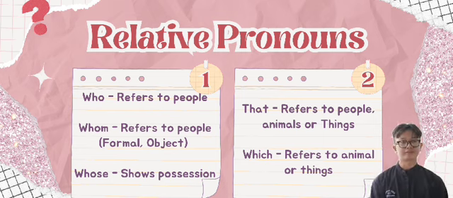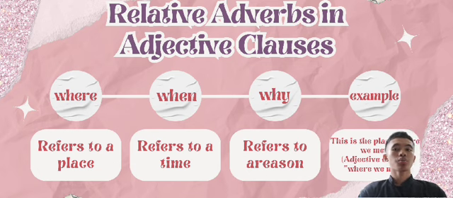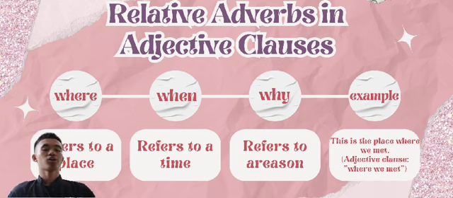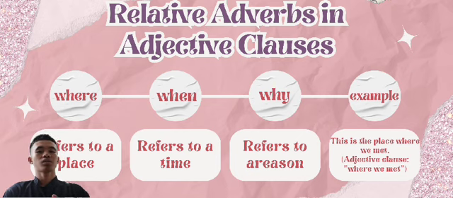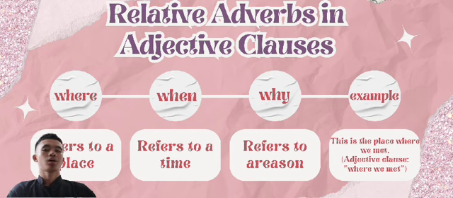Thank you for listening. So I'm gonna talk about the relative adverbs in adjective clause. The first one is where. Where refers to a place. The second one is when. When refers to a time. And the third one is why. Why refers to a reason. And I'm gonna give you some examples of the 3 relative adverbs. The example is, this is the place where we met. The adjective clause is where we met.